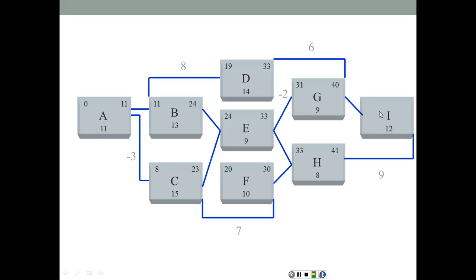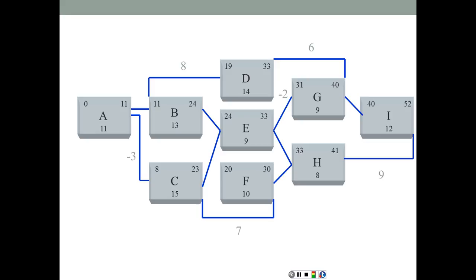So at the end we have from G 52, from H 50, we're going to take the larger number. So here we're going to have 40 and 52. That's the forward pass. Very simple, very straightforward. We add the numbers as we are moving from left to right.